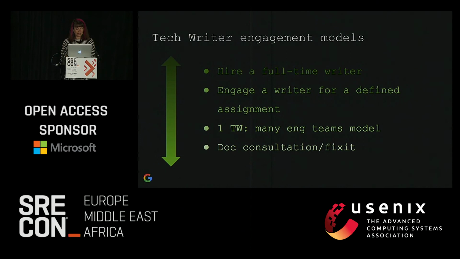You might have a one tech writer to many engineering teams support model, or at the bottom of the engagement stack, you might have a more limited consultation to come up with the doc strategy. For example, usually every quarter I'll engage with one or two SRE teams at Google to run a doc fix-it for them. This usually lasts for about a quarter, and I'll meet with them, say, every two weeks to set timelines, assign action items, and answer any questions along the way.